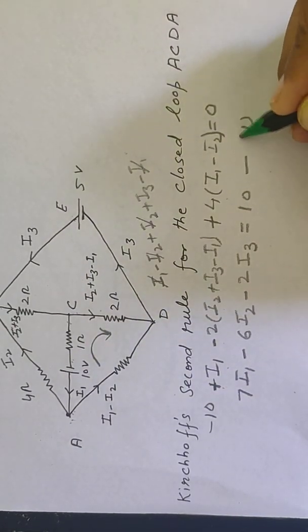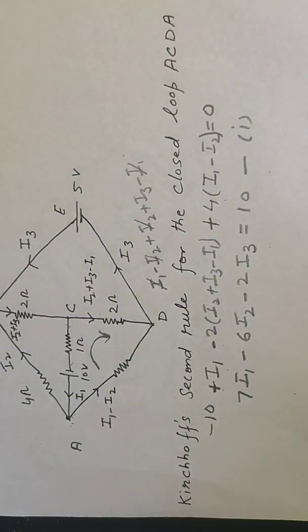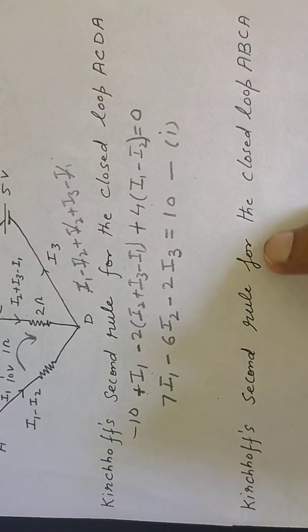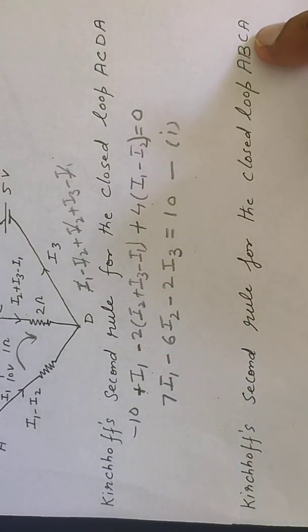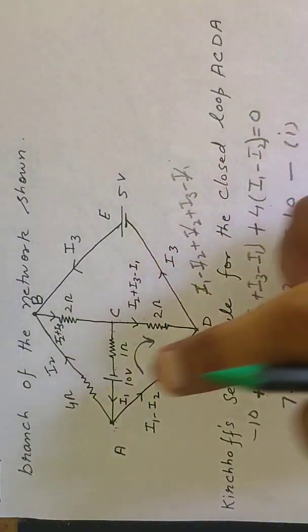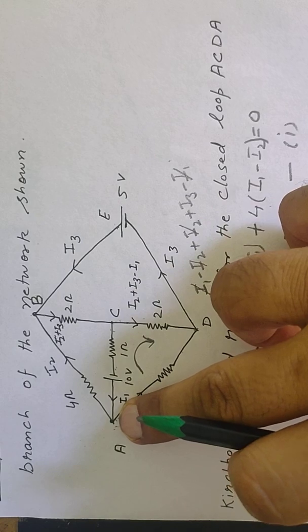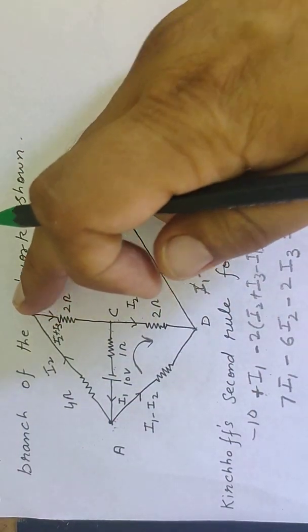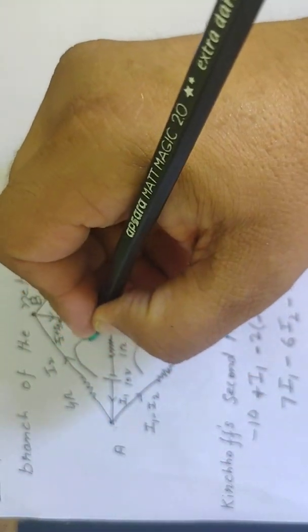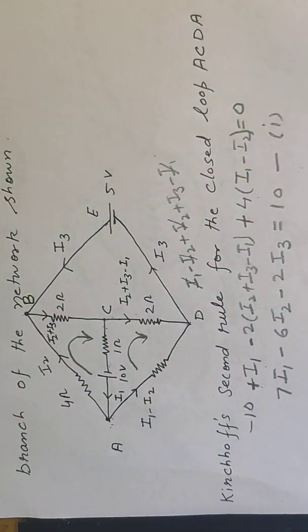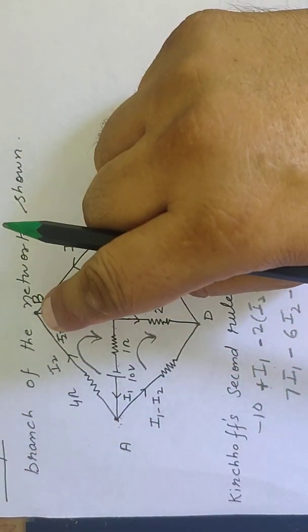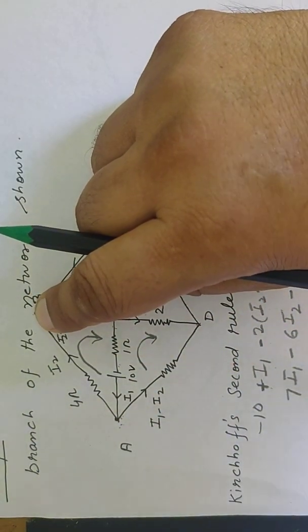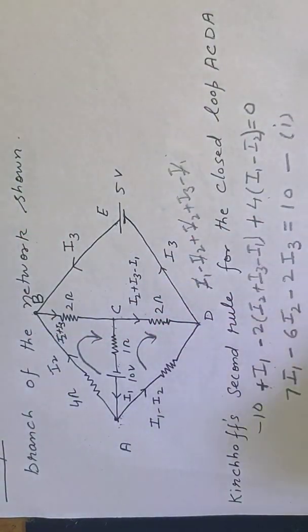We name this equation 1. Now next we apply Kirchhoff's second rule for the closed loop ABCA. Now we go from A to B, B to C, and C to A, moving in the clockwise direction. When we go from A to B, we are going from high potential to low potential. When we move from high potential to low potential, we get negative.